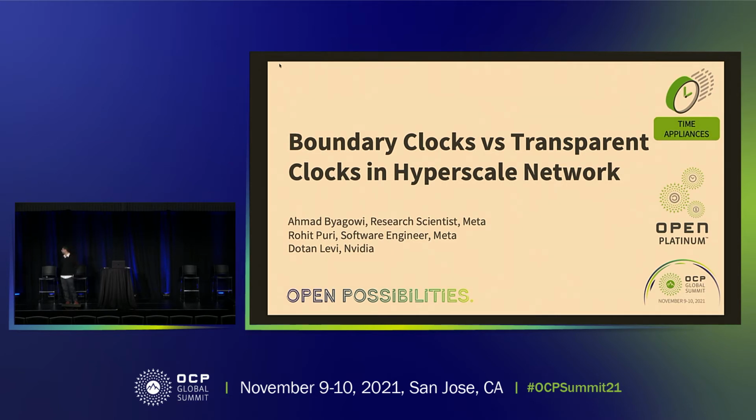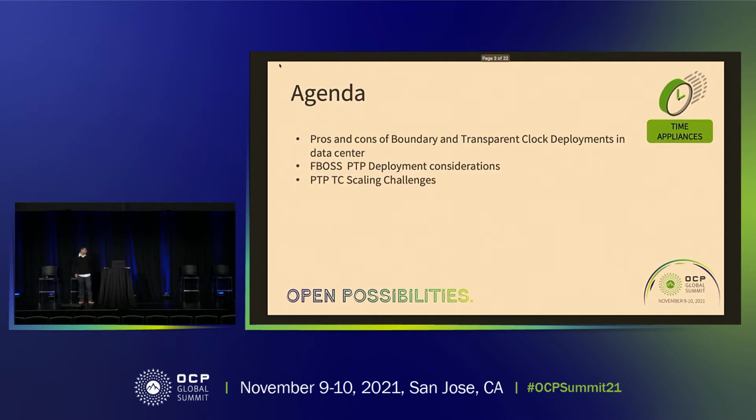Today I will be speaking on boundary clocks versus transparent clocks in hyperscale networks like we have at Meta. I know the previous presentation covered a lot of pros and cons on boundary and transparent clock deployments. So I'm going to briefly talk about those pros and cons, how they interacted, and how we used them to make a decision on how we would do the deployments using FBOSS in the Meta data centers. And of course, we then ran into challenges on the scaling side, and how we resolved those.